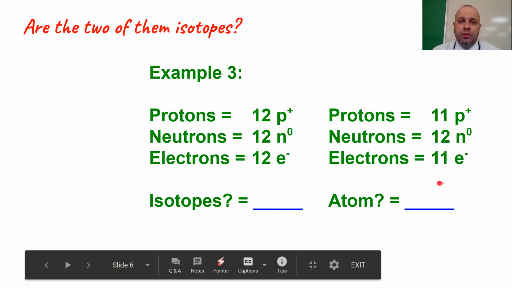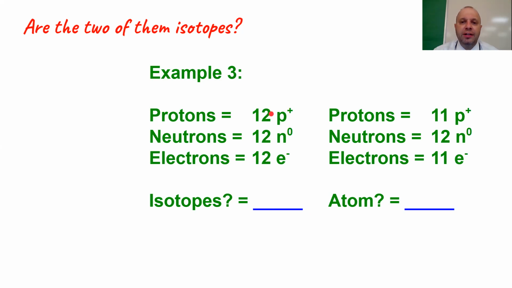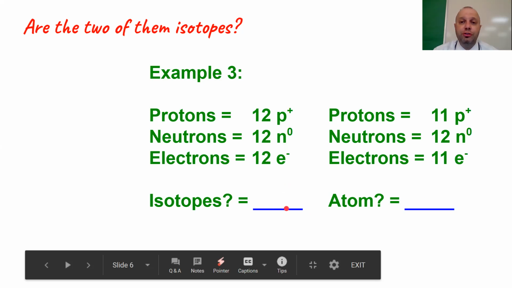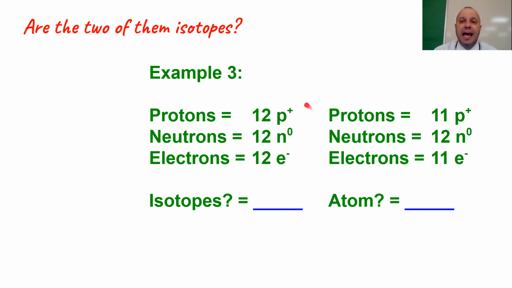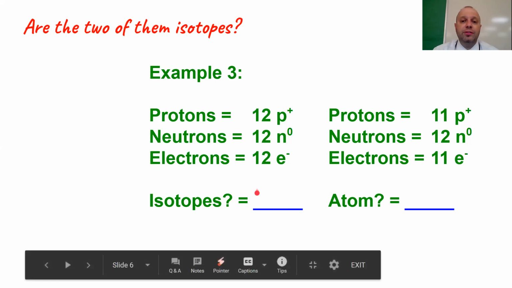Third example, so I have 12 protons here, and I have 11 protons here. So are they isotopes? The answer that I would write down here is no. These are 2 different atoms. So this with 12 protons is the atom for magnesium, and this with 11 protons is the atom for sodium. So are they isotopes? The answer to that is no. And then we don't have to fill this part in because they are 2 different atoms. One is sodium, one is magnesium.